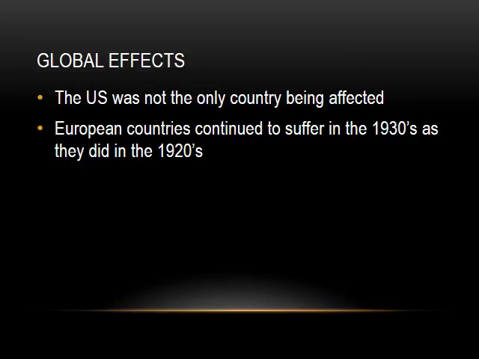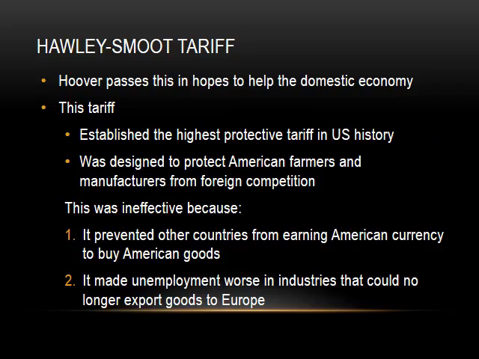The Great Depression was not just an isolated event in America, it also had global effects. The US was not the only country being affected. Countries in Europe, such as Germany and England, also felt terrible effects of a depression. European countries continued to suffer in the 1930s as they did in the 1920s, such as Germany. This made it easy for Adolf Hitler and the Nazi Party to take power in Germany at that time.